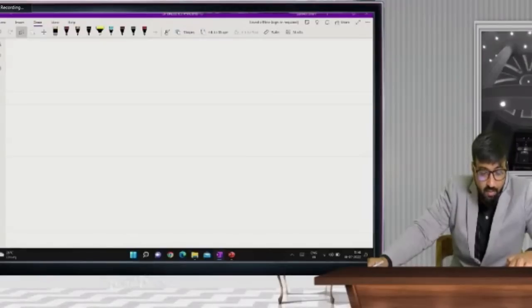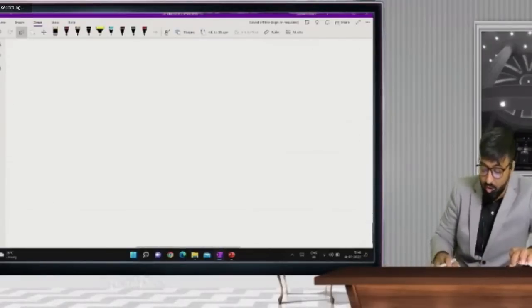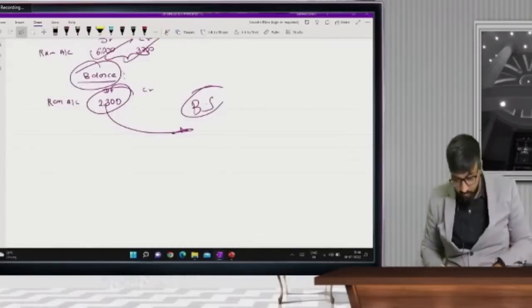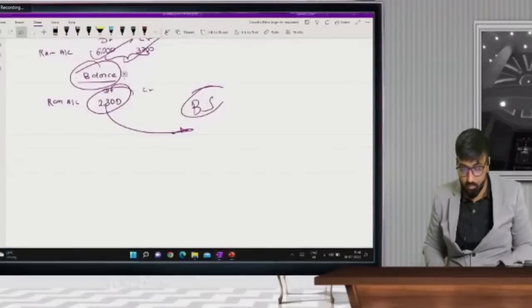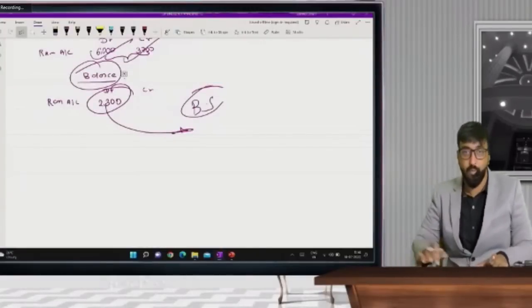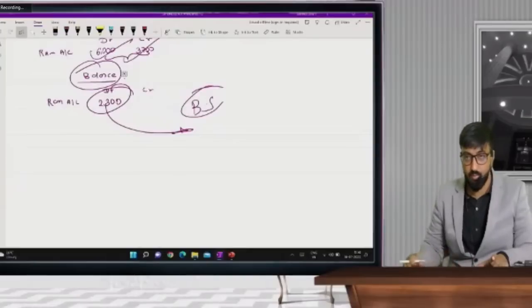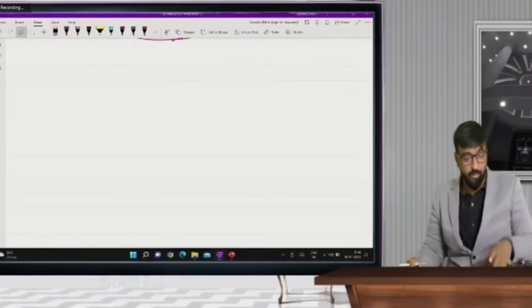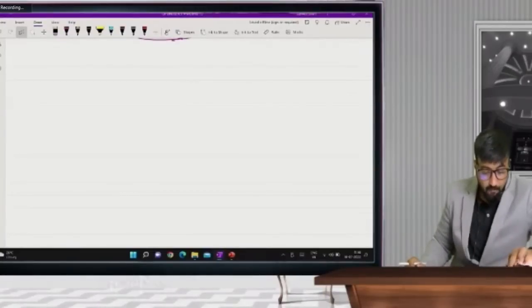So subsidiary books, yes. Now I will tell you the logic of subsidiary books. I know you like logic. Okay. Chalo. First, I will tell you the logic of subsidiary books.